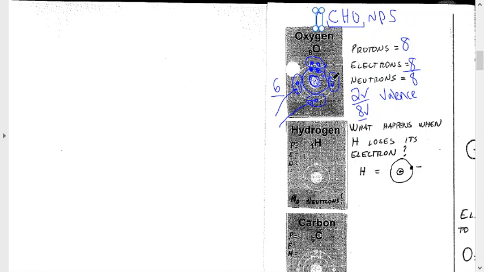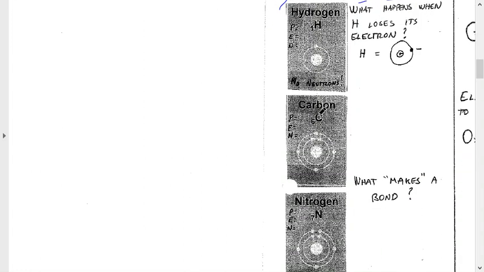But that means that oxygen can form 2 more bonds. Oxygen can form 2 more bonds. If those bonds are formed with hydrogen, it'll actually make a water molecule. We'll skip hydrogen for now. Let's go down to carbon.